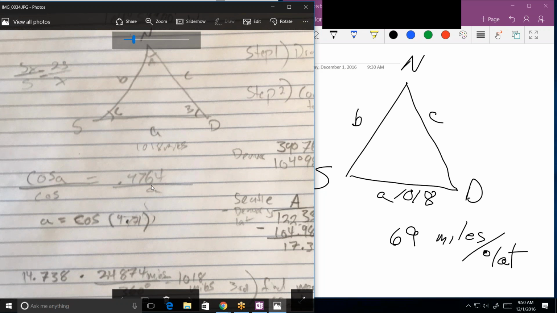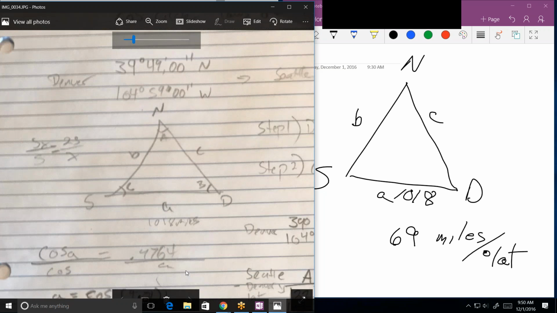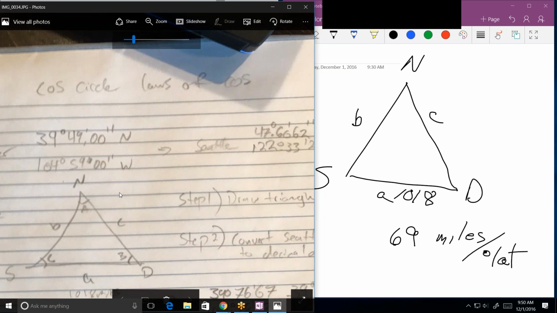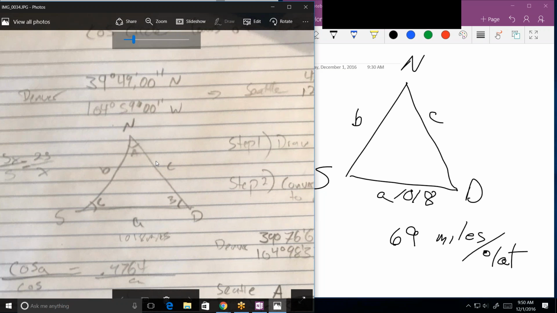Where'd the number 0.4764 come from? I don't know. I was copying that off of the board at the last minute of class, hoping I could figure it out later. I'm sure there's a formula for taking the latitude difference and the longitude difference and converting that to a number of miles. Trying to think of what it would be.